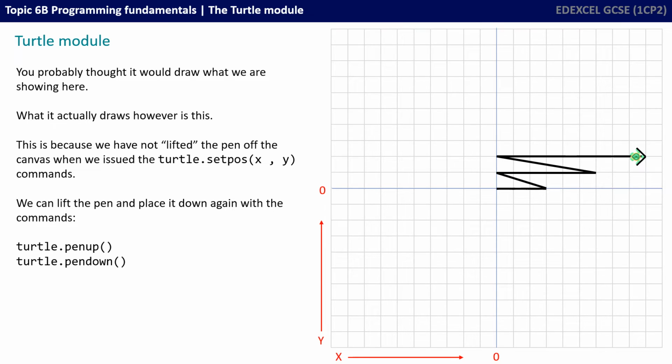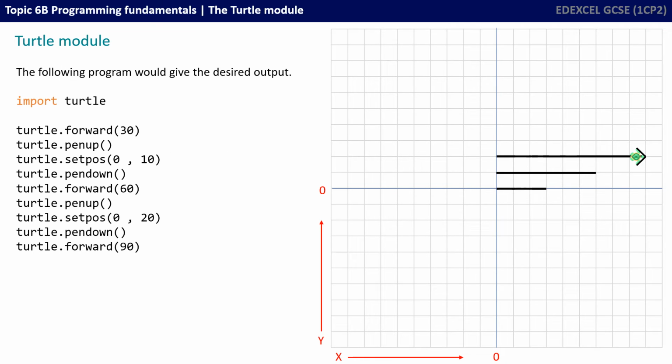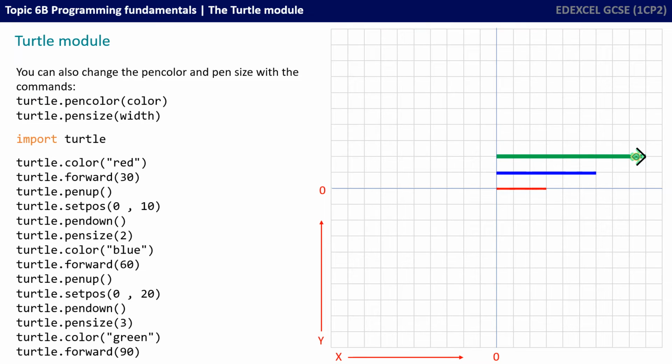This is because we've not lifted the pen off the canvas when we issued the turtle.setPos commands. We can lift the pen and place it down again with the commands turtle.penUp and turtle.penDown. The following version of the program would give the desired output on the screen. You can also change the pen colour and pen size with the commands turtle.penColor and turtle.penSize. Here's the same program modified slightly to give you the output shown.